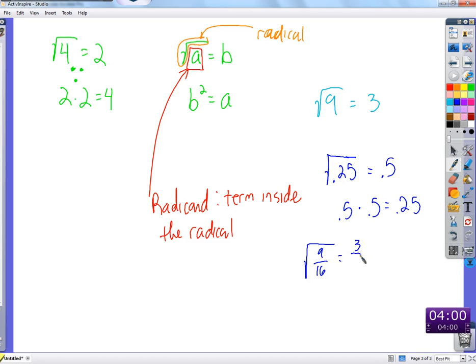Three over four times three over four is 9 over 16. Okay, that worked. So definitely whole numbers, there's whole numbers that have square roots. Decimals have square roots. Fractions have square roots.